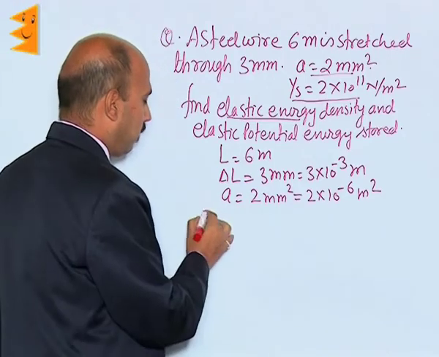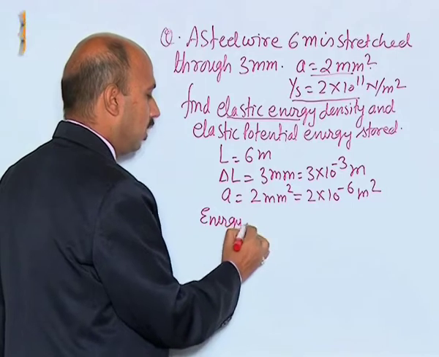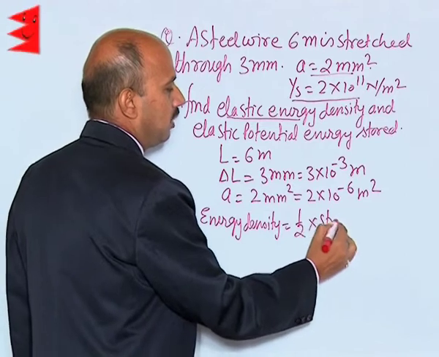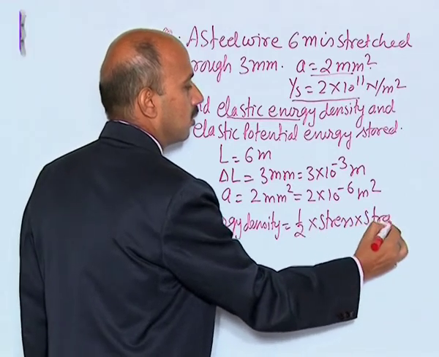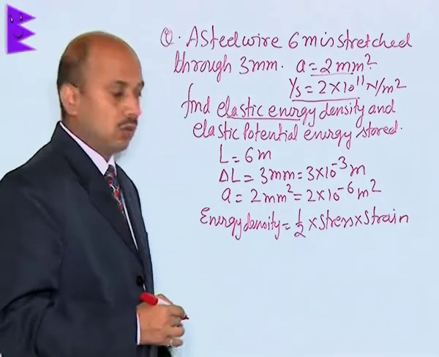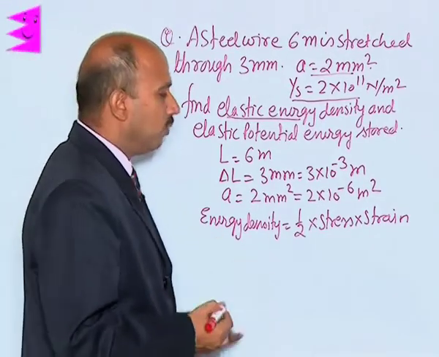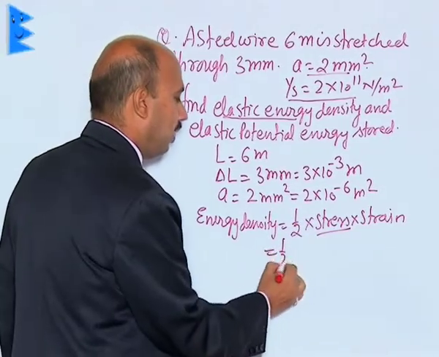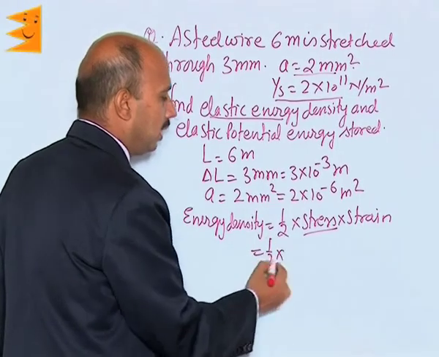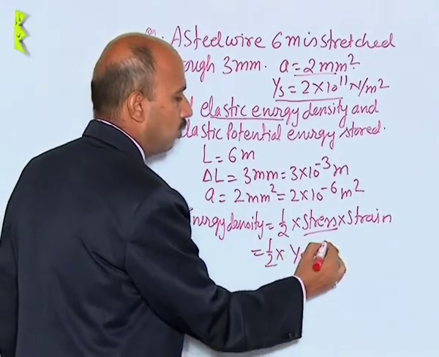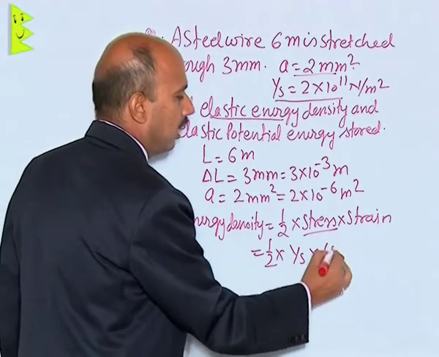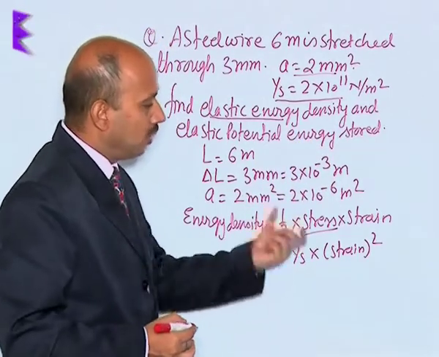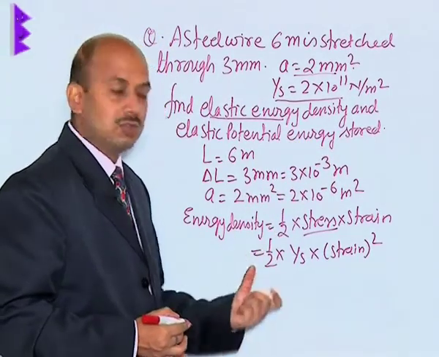So, already we have derived the formula, energy density is equal to half into stress into strain. But see here, stress is not given. We have not been given force also. So, we can go for another option, that is, we can change the stress. We can write half into, in place of stress, Young's modulus into strain, and already strain is here. So, that will be strain square. So, in place of stress I have written Young's modulus into strain.